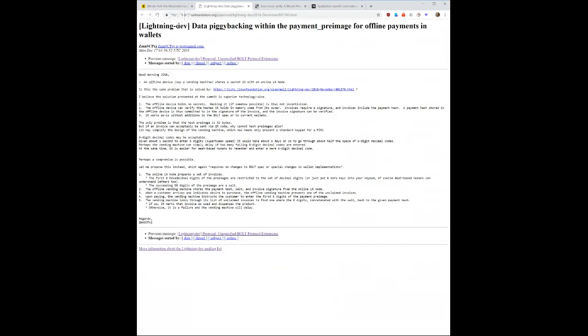So really cool concept. Basically, the idea is you create a bunch of prepaid invoices and load them onto a machine that doesn't have any internet connection. What this allows is you can go to the vending machine and pay with the Lightning Network. As part of that payment, you get a pre-image hash, and you can enter basically the first 6 digits into the vending machine that basically releases the product.